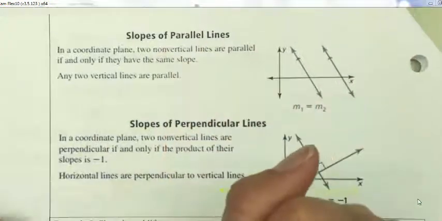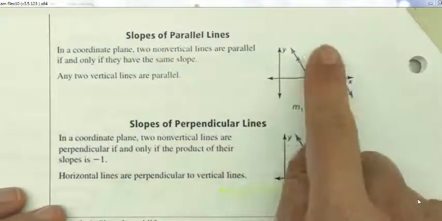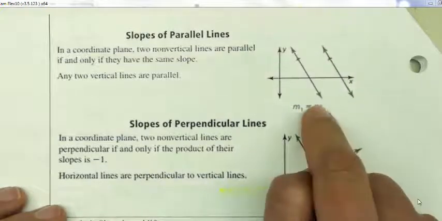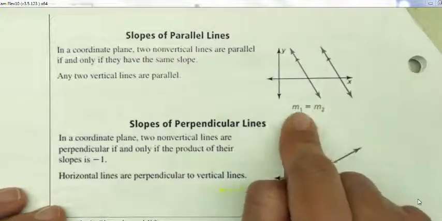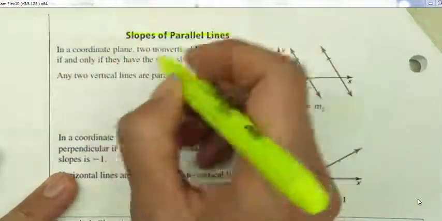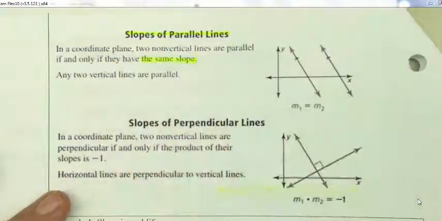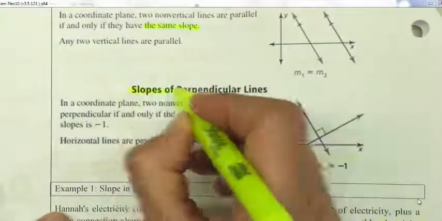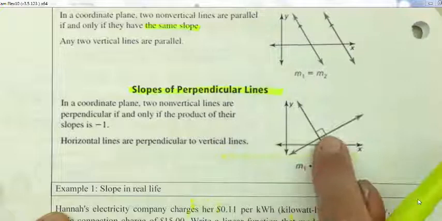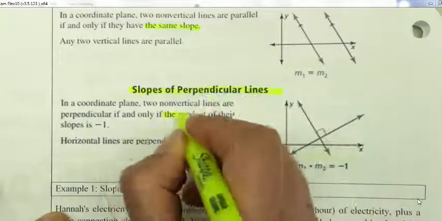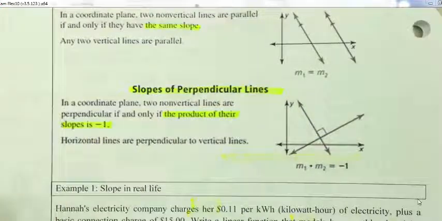Slopes of parallel lines. Parallel lines never ever touch. And basically we know that if I have 2 parallel lines, the slopes are equal. So slopes of parallel lines have the same slope. Slopes of perpendicular lines: they form a right angle when they intersect. Well, the product of their slopes is -1.